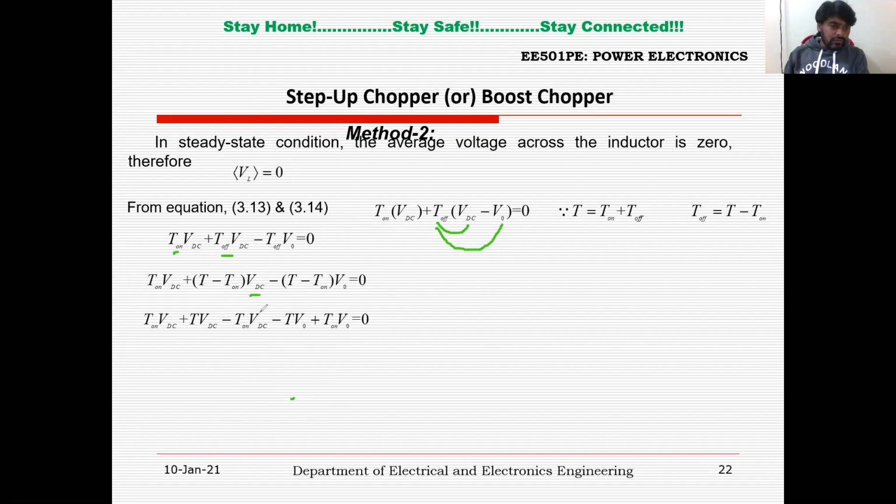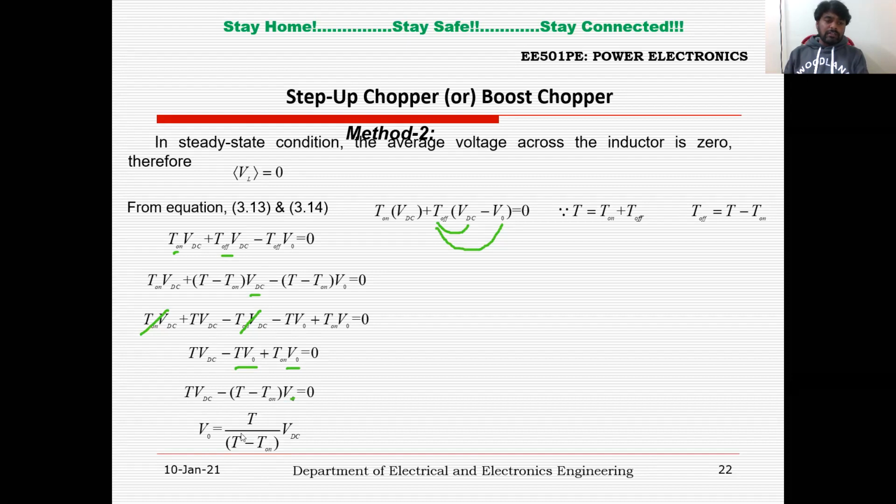This is t on into VDC minus t on VDC plus t on VDC. So it will be something like this: t into VDC minus t into V naught plus t on into V naught. So you can take V naught common from these two. If you take V naught common, it is t into VDC minus V naught I have taken common, t minus t on. Right, from this one V naught will be t by t minus t on.